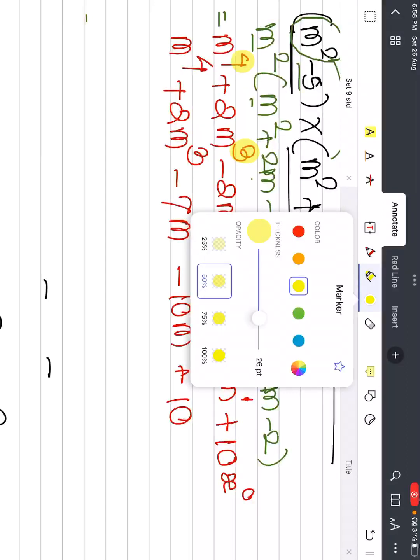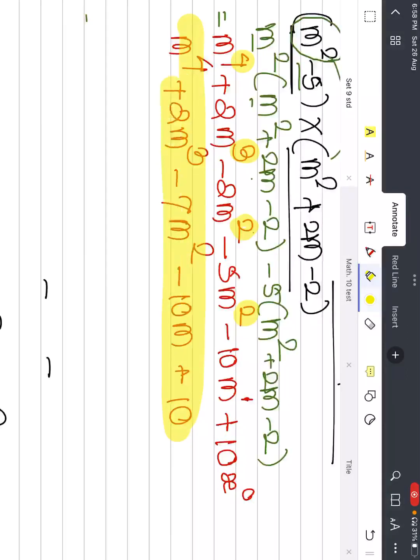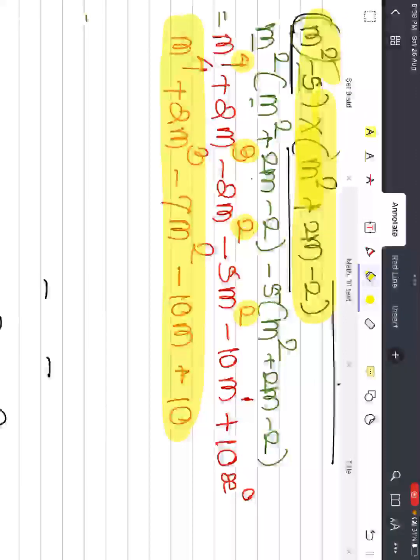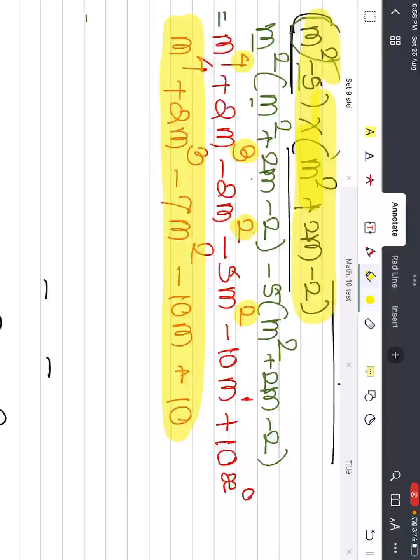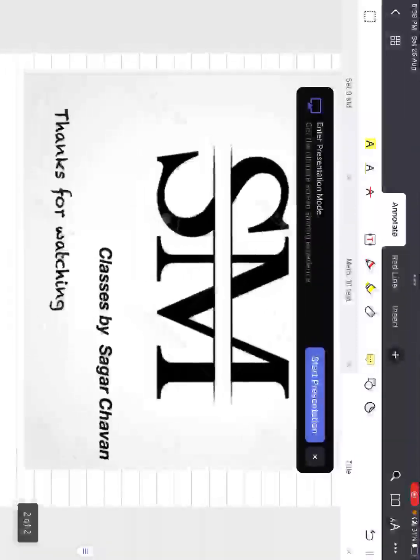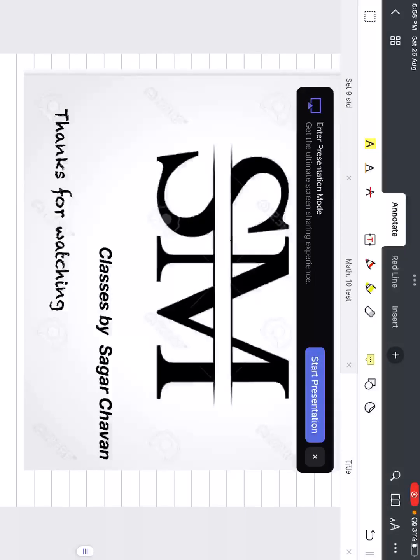So this is your answer for this multiplication. If you multiply m square minus 5 by m square plus 2m minus 2, then you will get this type of answer. Clear? So this is all about multiplication. Now we will stop over here and move to the next point, which is division of polynomials, because we need more practice for that. So let's initially work on it, then we will move to the division of polynomials.